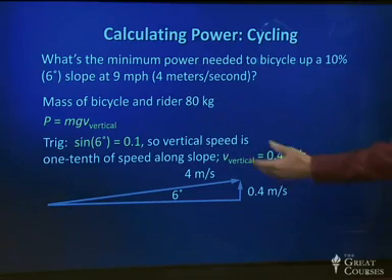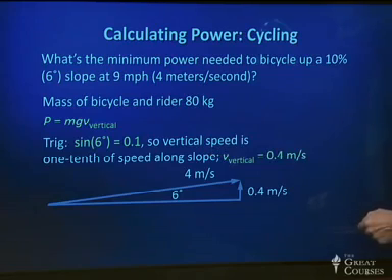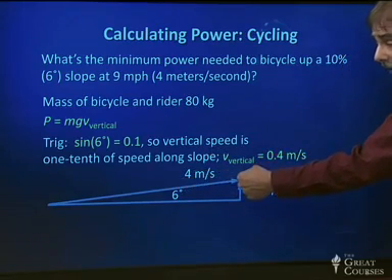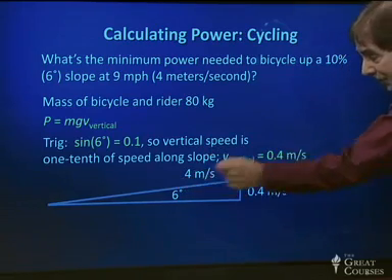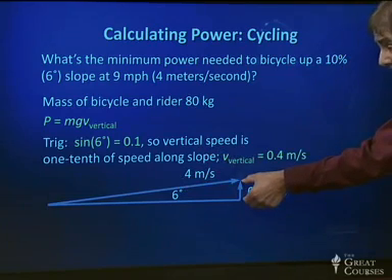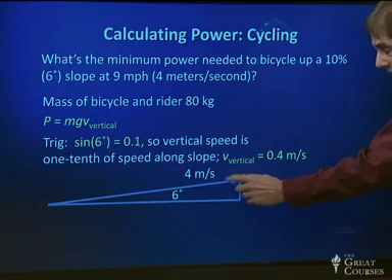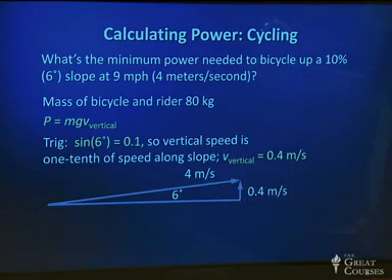The vertical speed is therefore 1/10 of the speed along the slope, because here's our 4 meters per second. That's the hypotenuse of this triangle with the 6-degree angle. The sine of 6 degrees is 1/10, and so this vertical arrow is 1/10 the length of that one. That's 0.4 meters per second. So v vertical is 0.4 meters per second.